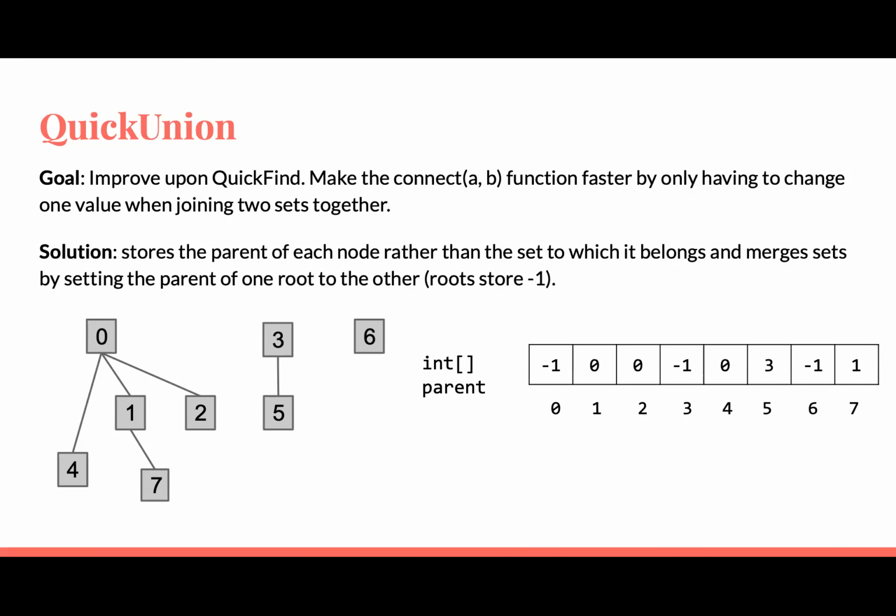So what we're going to do is that for every single root node, we're going to represent that root node with -1. And then the value stored at each index is going to represent the parent of that index. For example, if we take a look at node 2, its parent is 0. And in this array representation, at index 2, we can see that its parent is 0.